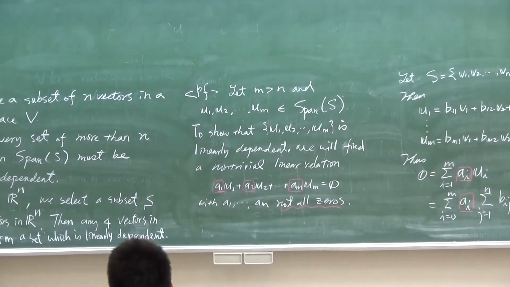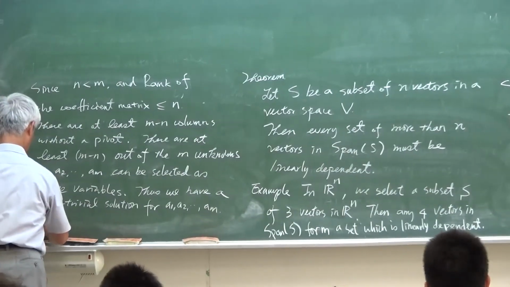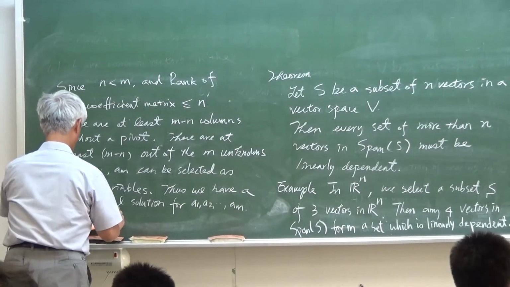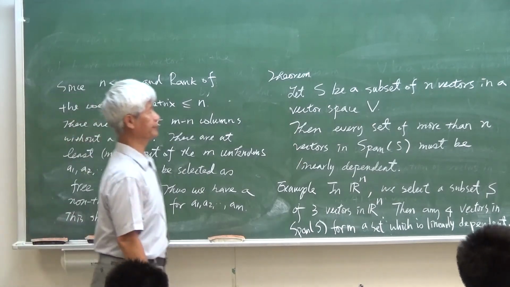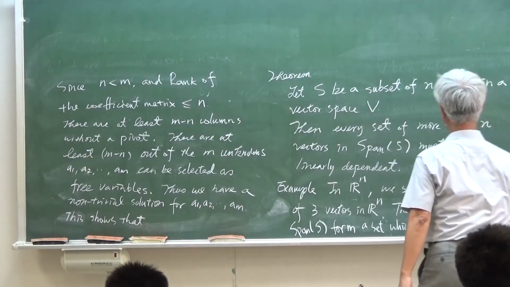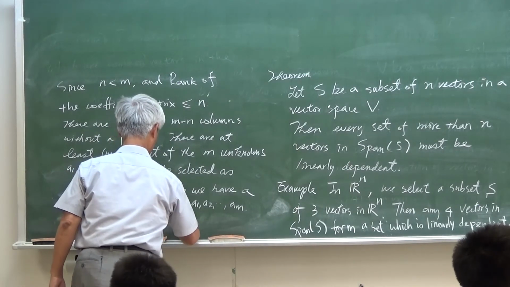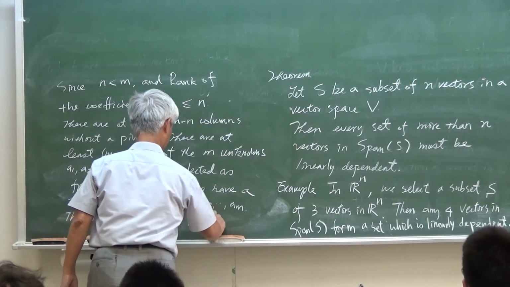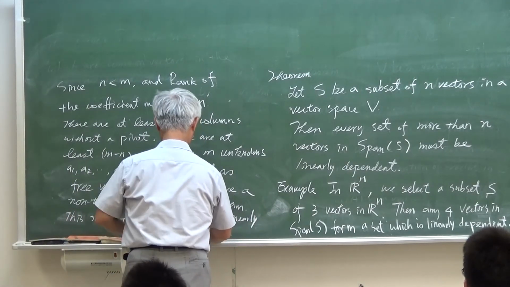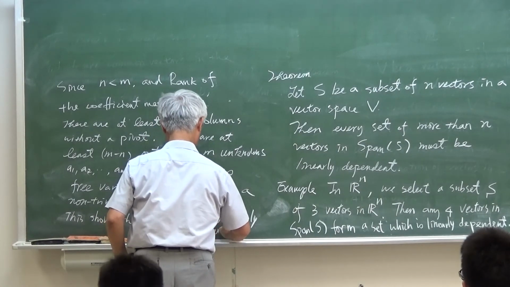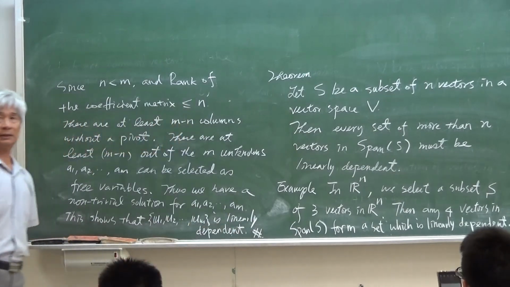So this shows that u1, u2 up to um is linearly dependent. Okay.